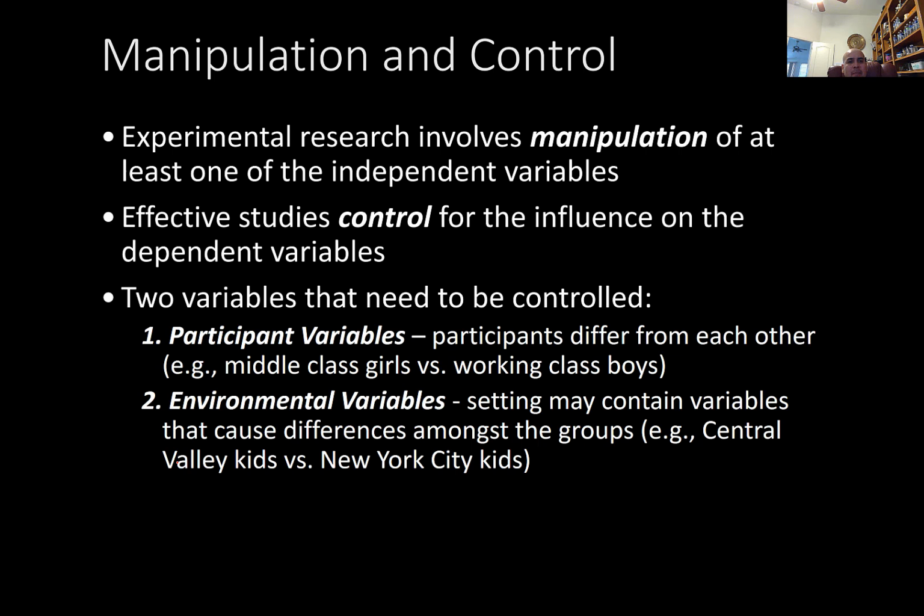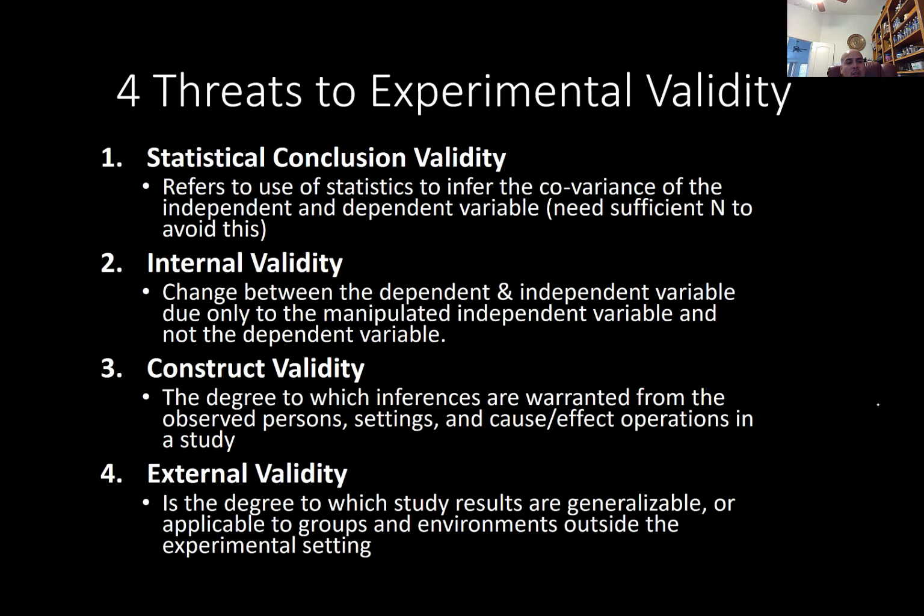So again, manipulation of at least one variable, we've talked about this. There are two types of variables that need to be controlled. Participant variables, and this is when you're aiming for a homogeneous sample, right? And then you have the environmental variables as well. The environment of the school would have a lot to do as an environmental variable that needs to be controlled or needs to be understood.